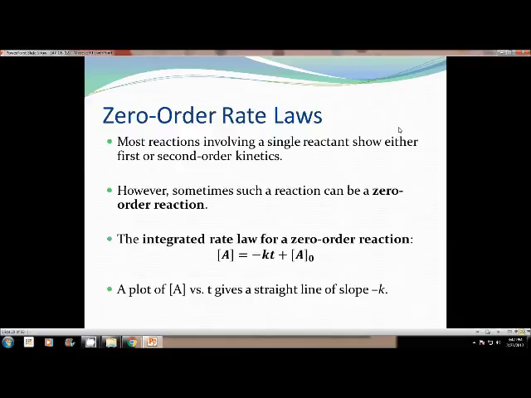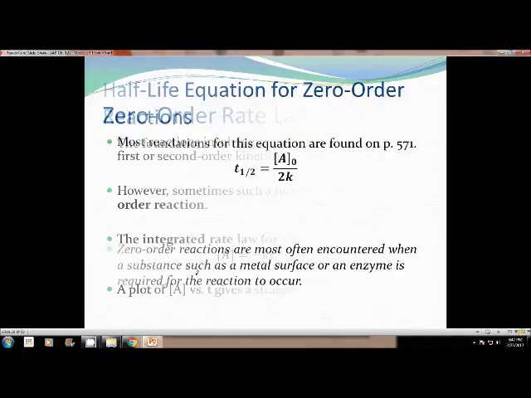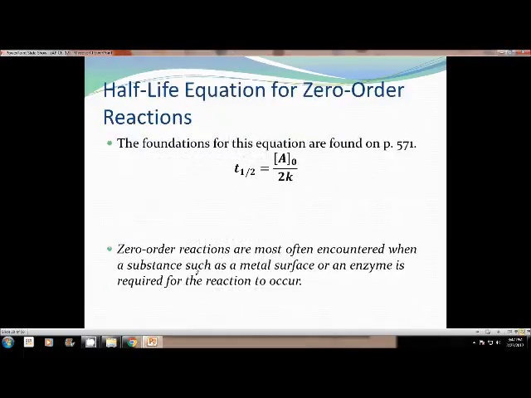So there's no inverse here, there's no natural log. So that means when we graph time versus the concentration, and that's linear, then that would give us the indication that it is 0 order. Alright? For the half-life of this equation, it's the initial concentration over 2 times the rate constant. Okay?